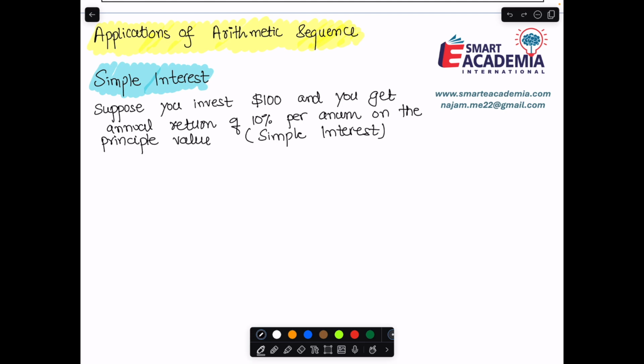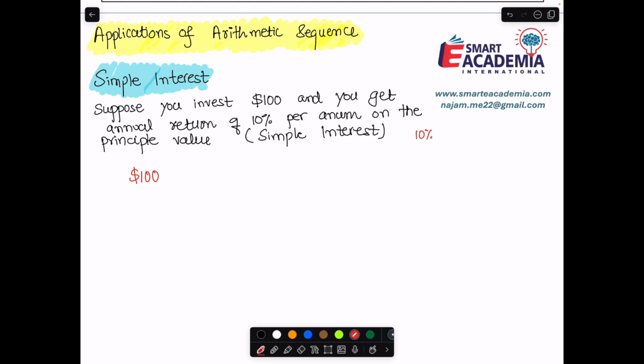Suppose you invest $100 and you get annual return of 10% per annum on the principal value. Getting the return on the principal value means you do not have to compound every year. It means this is a simple interest question. So you initially invest $100, then you get 10% of return every year on the principal amount.